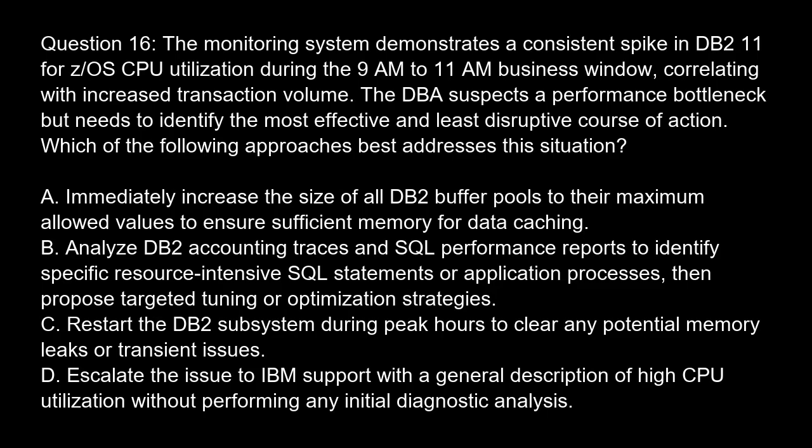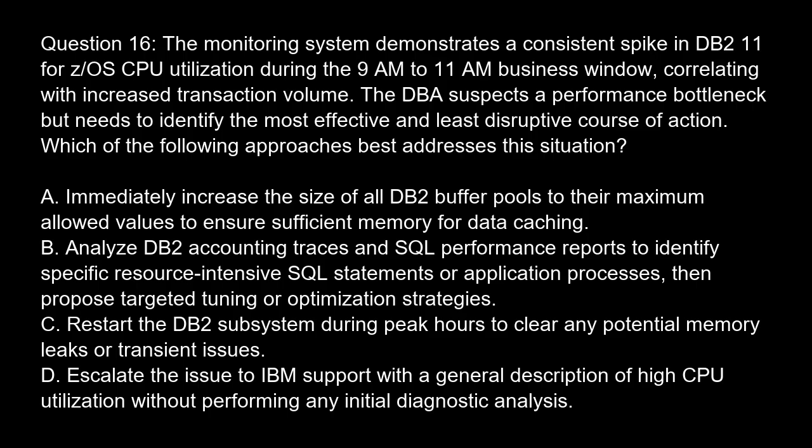Question 16. The monitoring system demonstrates a consistent spike in DB2 for z/OS CPU utilization during the 9 a.m. to 11 a.m. business window, correlating with increased transaction volume. The DBA suspects a performance bottleneck, but needs to identify the most effective and least disruptive course of action. Which of the following approaches best addresses this situation?